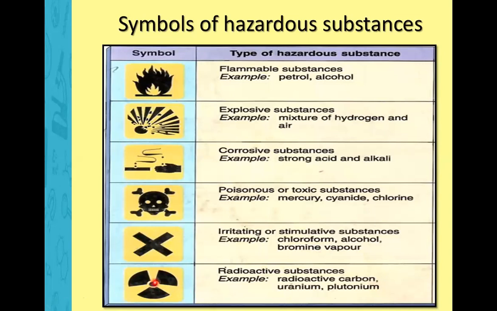Okay. Now this symbol shows the radioactive substances. Now, what are radioactive substances? A radioactive substance is unstable and produces dangerous kinds of radiation. Dangerous kind of radiation means the dangerous energies it emits when they are open. They produce dangerous kind of energy.